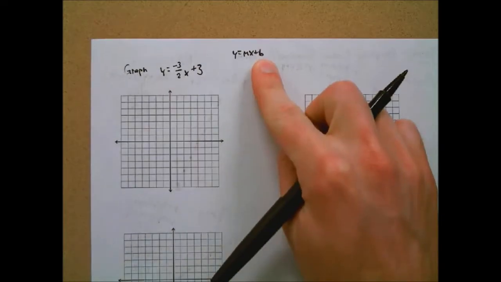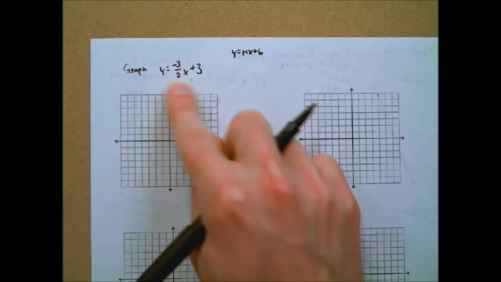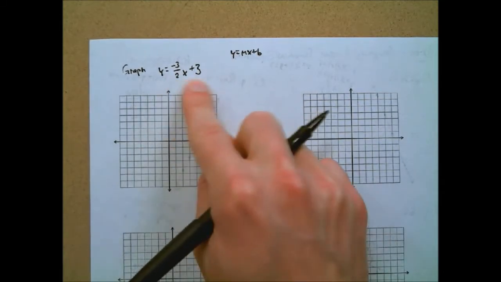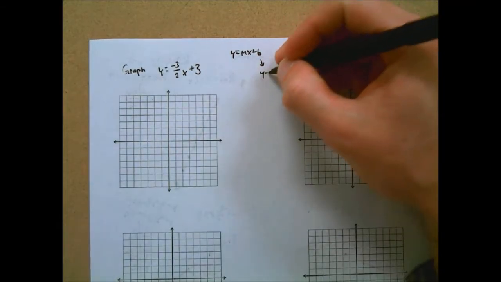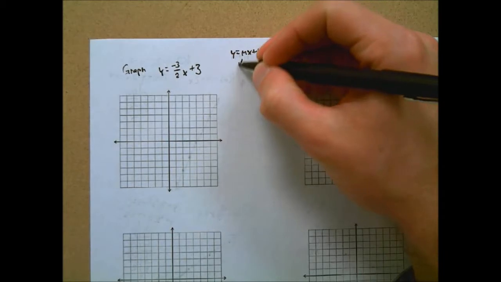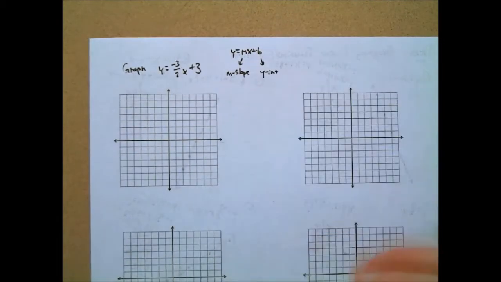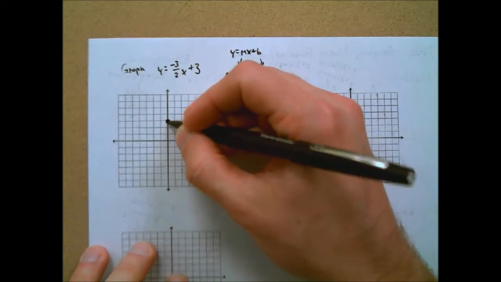So, Dylan, what is the y-intercept of this line? Which number is the y-intercept? 3. It is the 3. Very good. If you got help on that, thank you to whoever helped him. If not, you got your own. Good job. So on the y-axis, 1, 2, 3. Plot a point.